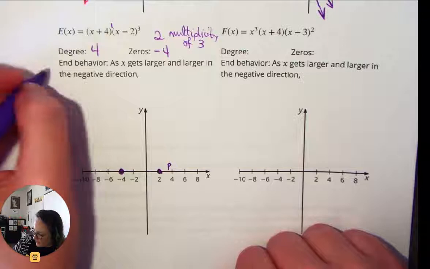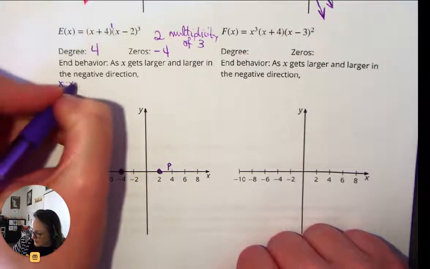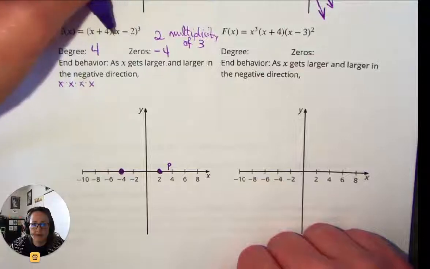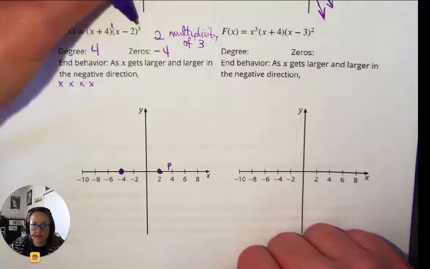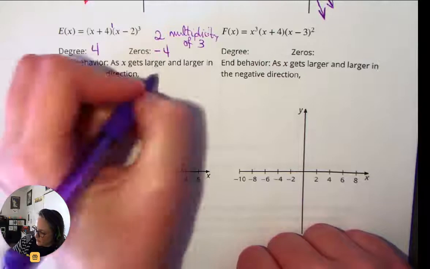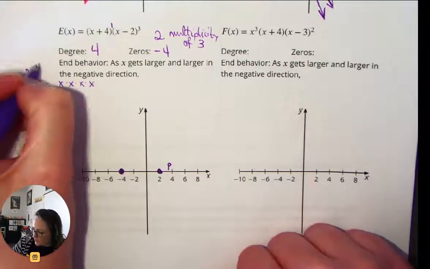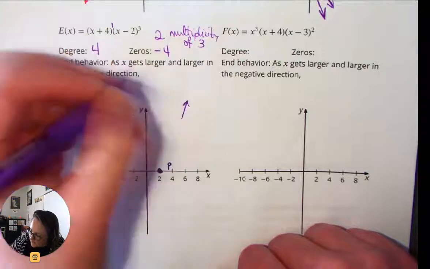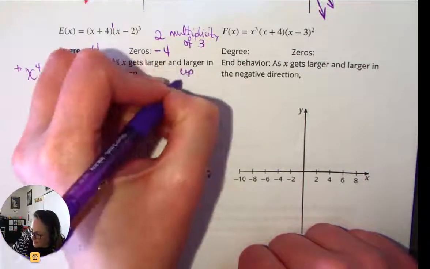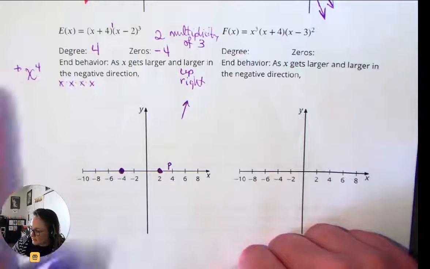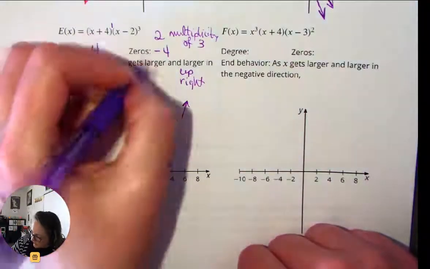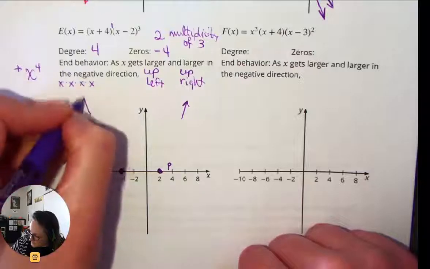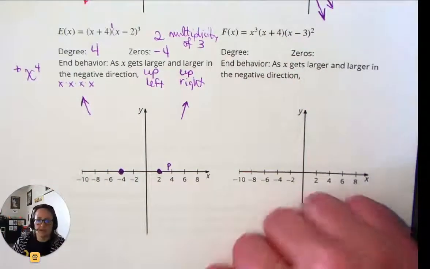End behavior. I have one x here. I have 3 x's that would multiply here, x to the 3rd. I have a positive x to the 4th. There's our degree, our positive leading coefficient. Positive tells me up on the right. Even degree, equal end behavior, up on the left. Up, up, end behavior.